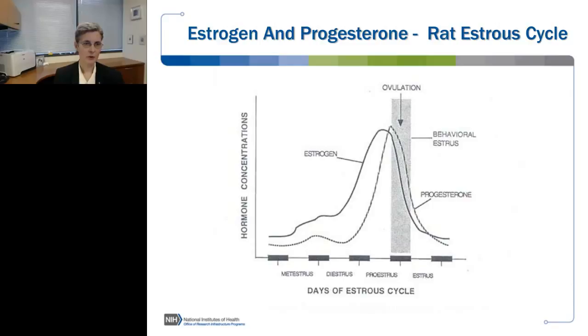in mid to late proestrus. And this peak in estrogen precedes the peak of progesterone that we see in late proestrus. And then there's a smaller secondary peak of both hormones at the end of estrus, beginning of diestrus.